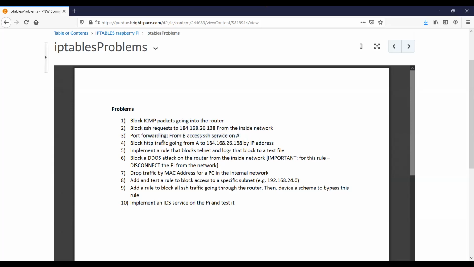Number 4, block HTTP traffic going from A to the outside server as well, the one that I provided. But this time around, you will block it by IP address, okay? So your rule needs to do the drop by IP address, okay? Whereas in number 2, you're blocking by service, okay? So basically by port number.